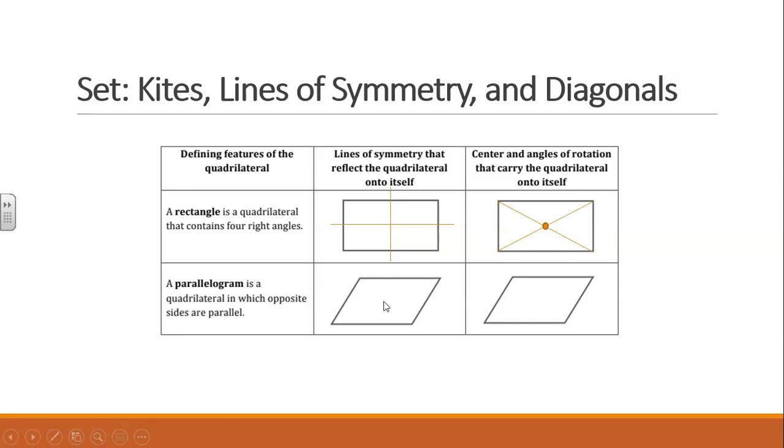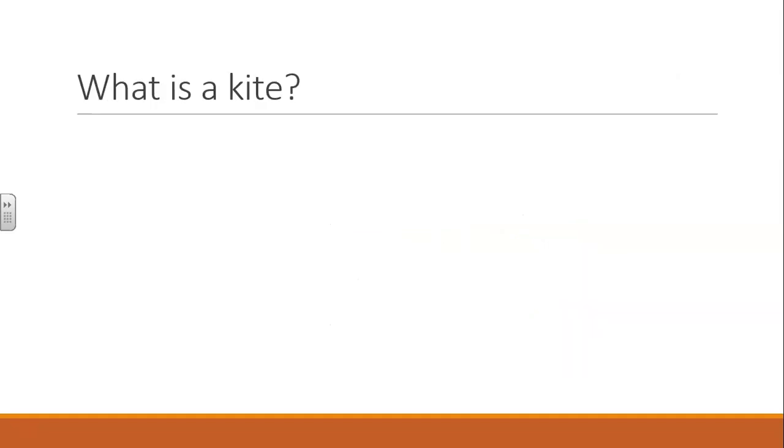A parallelogram does not have any lines of symmetry, but it does have the same rotational symmetry as the rectangle. If we find the intersection point of the diagonals, we'll find the center of rotation, and a parallelogram also has 180 degrees rotational symmetry.